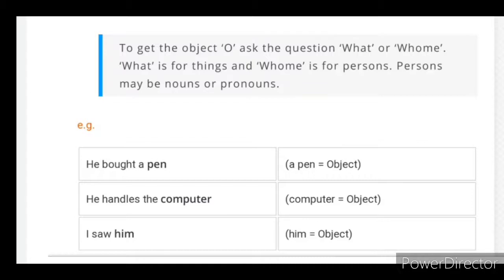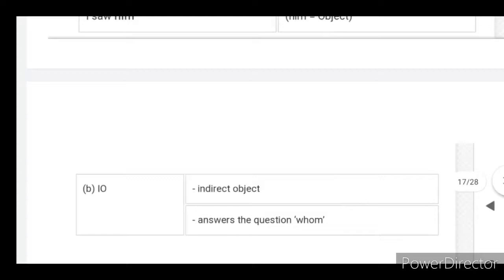He handles the computer. What does he handle? The computer. So that is the object. I saw him. Him is the object. Whom did I see? Him. So that is the object. We'll see more examples, children, so that you will understand better.